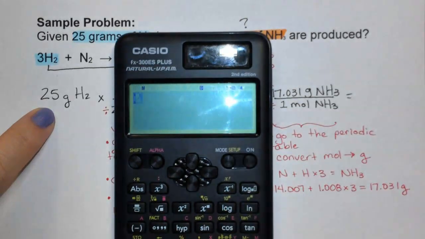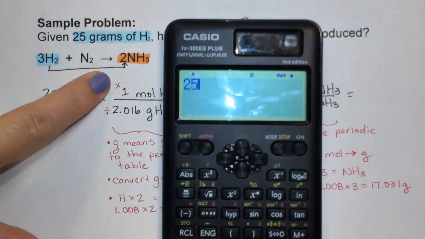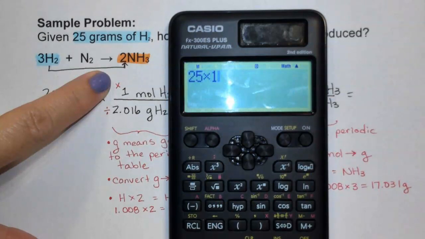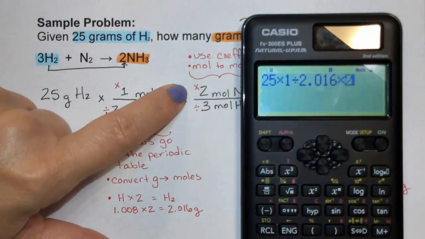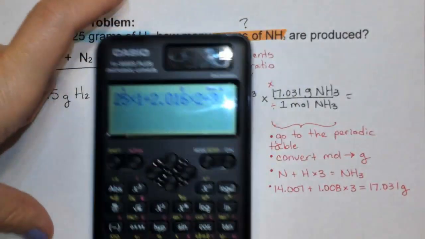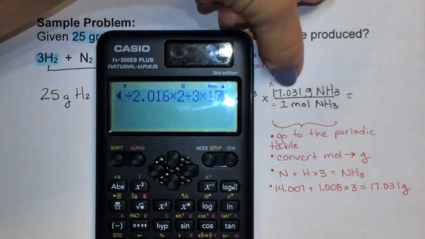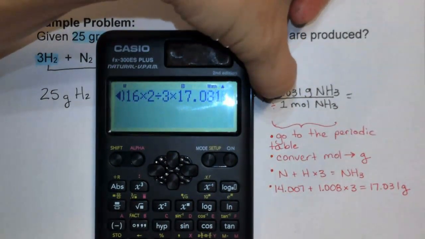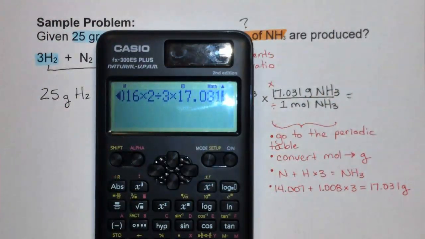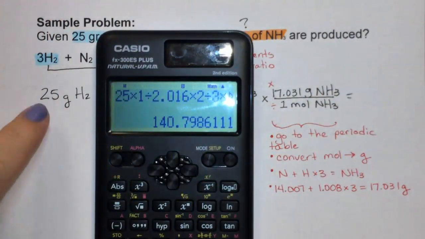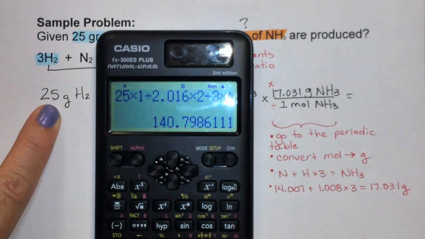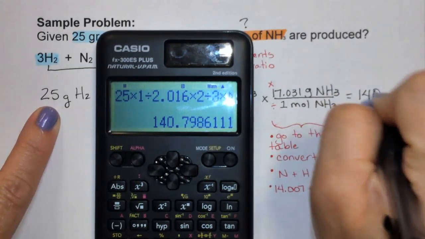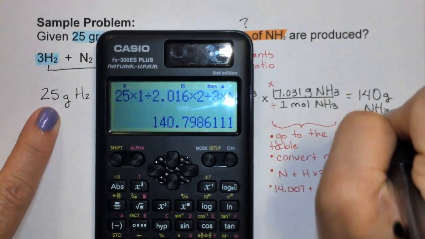So we're going to type in 25, and then we're going to hit times the top. You actually can skip multiplying or dividing by 1, divided by 2.016, times 2, divided by 3, and then times 17.031, and then divided by 1, I'm going to skip that because it won't change anything, equals, and I have 2 sig figs to start, so I'm going to round off at 140. So my final answer is 140 grams of ammonia.